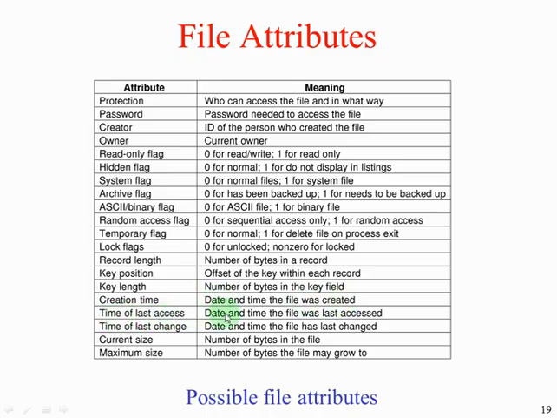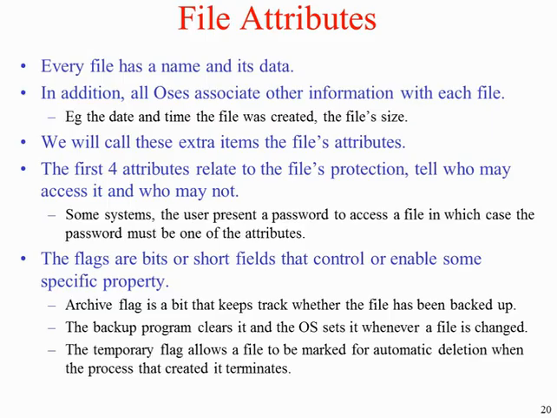Time of last access, which indicates the date and time the file was last accessed. Then time of last change, it talks about the date and time the file has last changed. Then current size, which talks about the number of bytes in the file, and maximum size is the number of bytes the file may grow to. Now attributes is simply just to give us the characteristics of the file. Okay. Now every file, as you have seen, has a file name and its data.